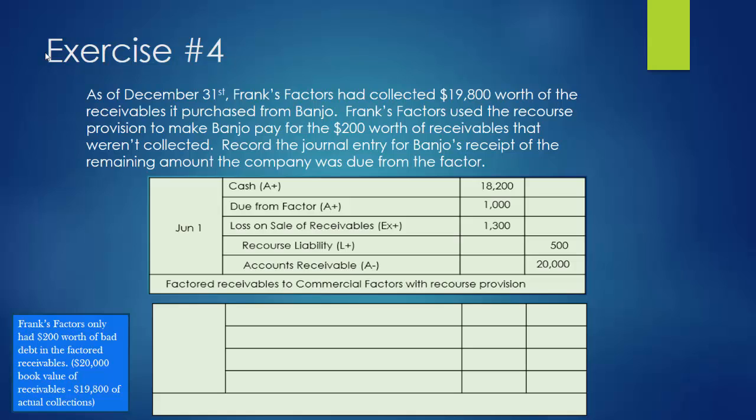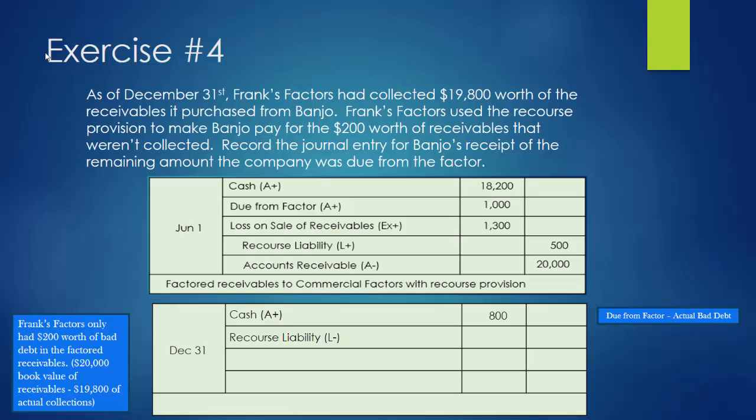We're going to record the journal entry for the receipt of the remaining amount the company was due from the factor on December 31st. And the first thing we got to do is record how much cash the factor is going to send to us. Well, to figure that out, you take your due from factor and you subtract out your actual bad debt. As we see from the June 1st entry, they were holding on to $1,000 for probable adjustments. There's only $200 in bad debt in there. They take the $200 out of that amount that they're retaining, the deposit, if you will, and send us the rest, which in this case is going to be $800.